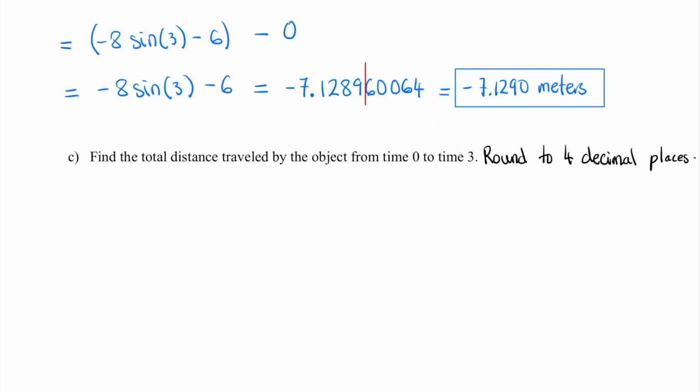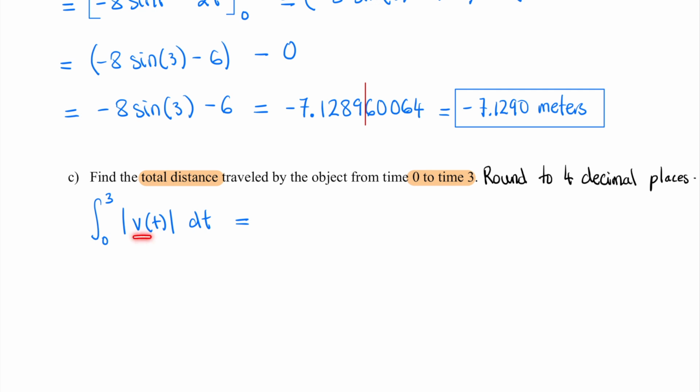Question C. We want to find the total distance traveled from 0 to 3. The formula for total distance is the definite integral from 0 to 3 of the absolute value of v of t dt. And v of t is negative 8 times cosine t minus 2. So I have the definite integral from 0 to 3 of the absolute value of negative 8 cosine t minus 2 dt.